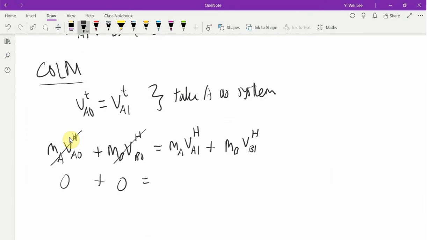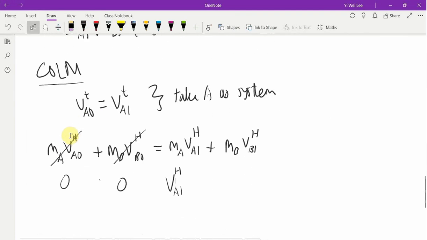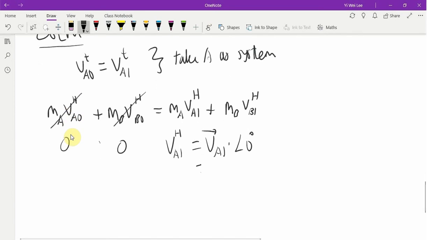So it means that we need to find mA VA1H. So now, what is mA VA1H? First of all, what is VA1H? VA1H is actually the horizontal component. Let me repeat. VA1H is the horizontal component of velocity A1. What is the horizontal component of velocity A1? It is actually equal to velocity of A1 dot product with 0 degrees.